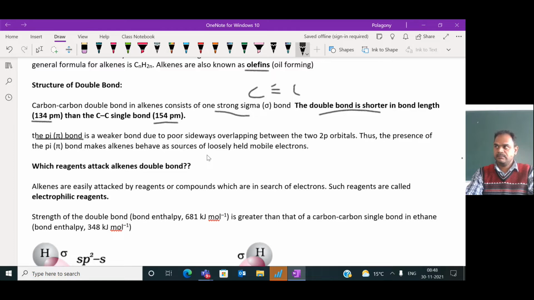As you know, the double bond is made of a sigma and a pi bond. The pi bond is formed by the side-on overlapping of two p orbitals of both carbons. The presence of the pi bond makes alkenes very reactive. Due to the loosely held pi bond electrons, alkenes are more reactive.